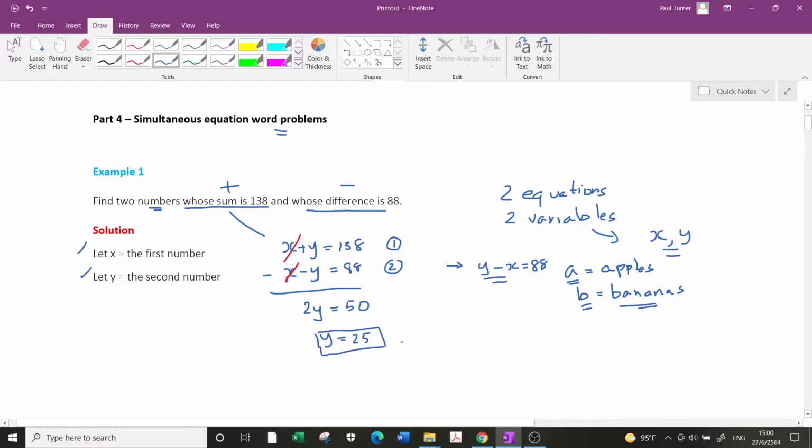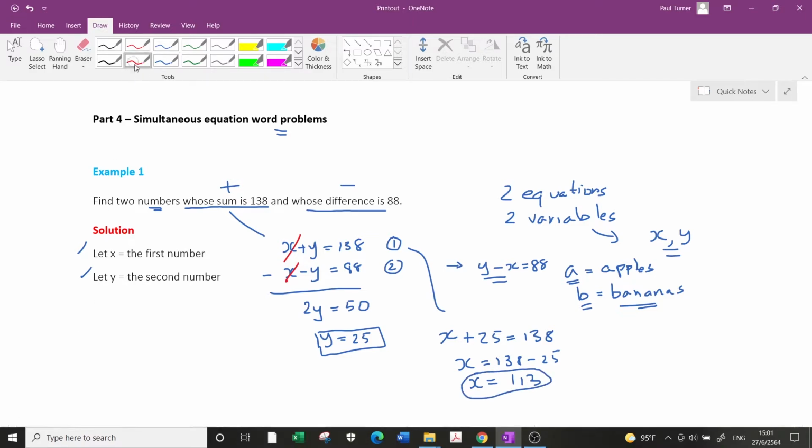Then take your second number and we can put it back into, for example, equation 1. So we'll have x plus y, which is 25, equals 138. So then x will be 138 minus 25, which will be 113. And that's x. So your two numbers are going to be 25 and 113. And that's your solution to the first question.